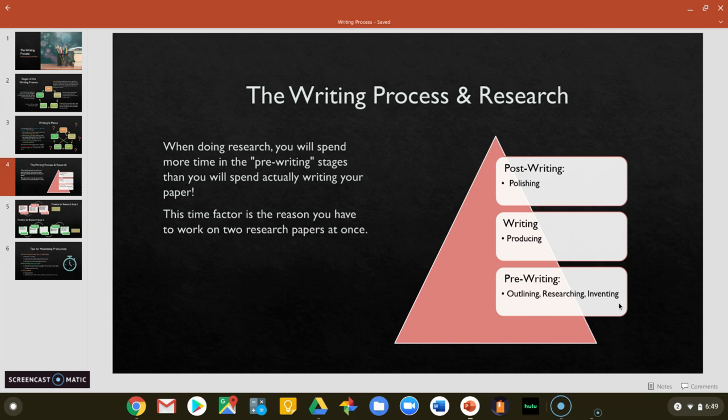And this is the most time-intensive part of the research writing process, and where you may even spend half or more of your time, right? So this is what we have to account for and factor in with the time of research. The writing will actually probably take very little time in comparison to the pre-writing, and then the post-writing will take the least amount of time out of all 3 stages.